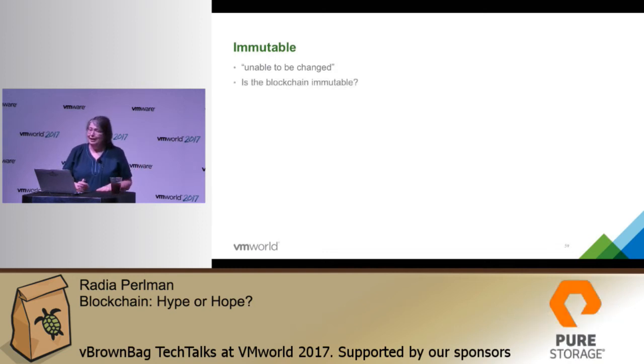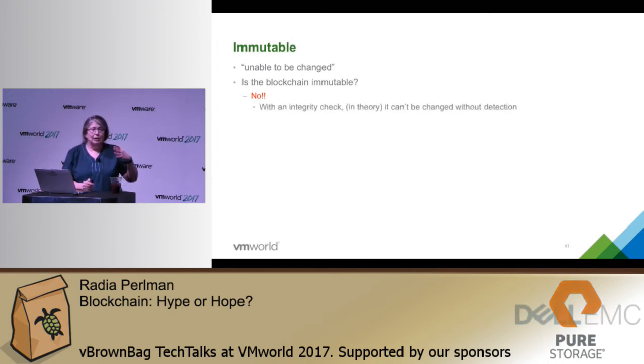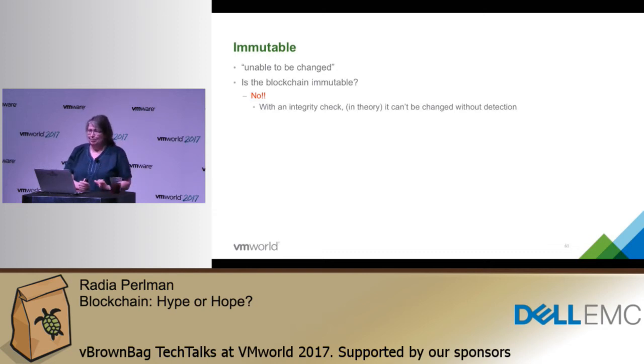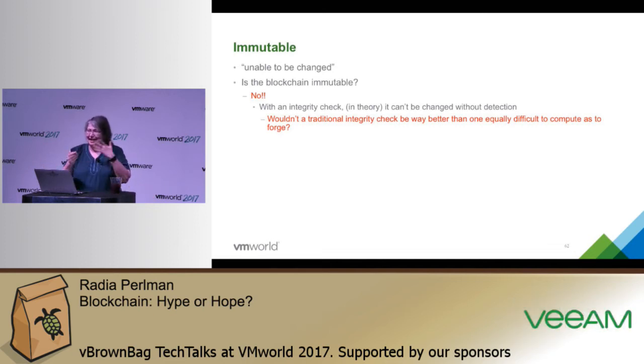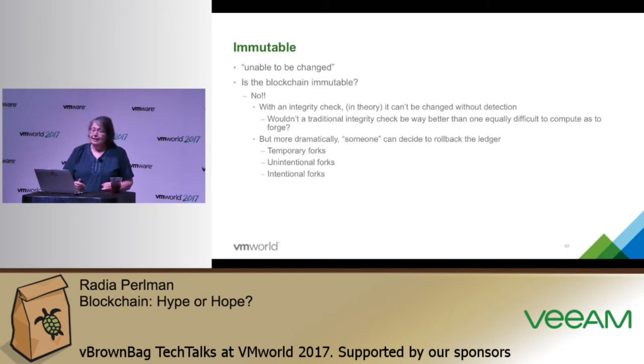Is the blockchain immutable? No. With an integrity check, in theory, you can change the data, but with an integrity check, you will notice that it's been changed. But wouldn't it be better to have an integrity check that is enormously more difficult to forge as to create than this other stuff? And more dramatically, someone can decide to roll back the ledger, and I'll talk about reasons and how this happens.